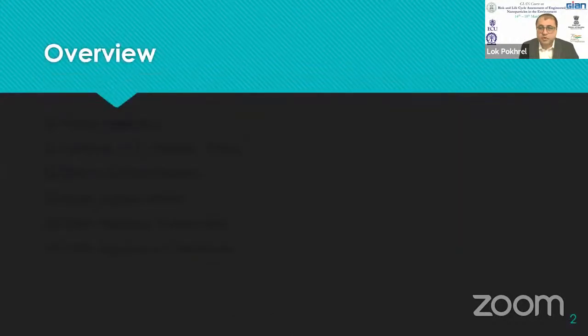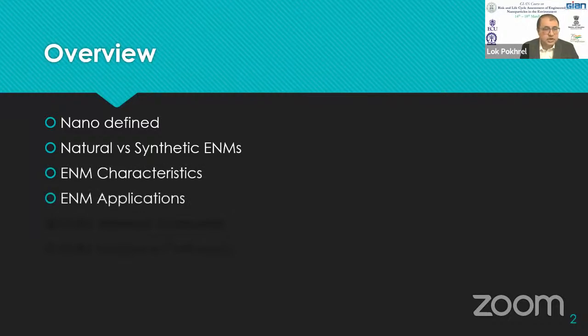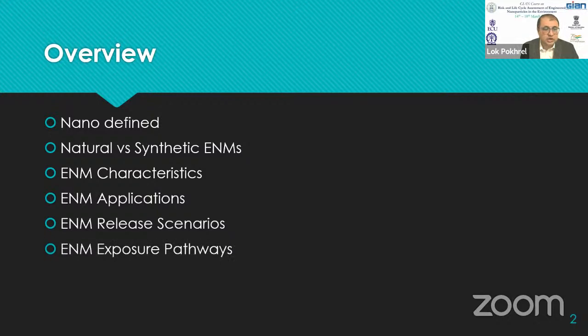So the general overview of what I'll be talking to you today. First we'll define nanomaterials and nanotechnology. We'll try to differentiate between natural versus synthetic, or man-made, nanomaterials. Then characteristics of different types of nanomaterials, applications of nanomaterials, release scenarios of nanomaterials, and we'll also touch base on exposure pathways and sources of exposure.